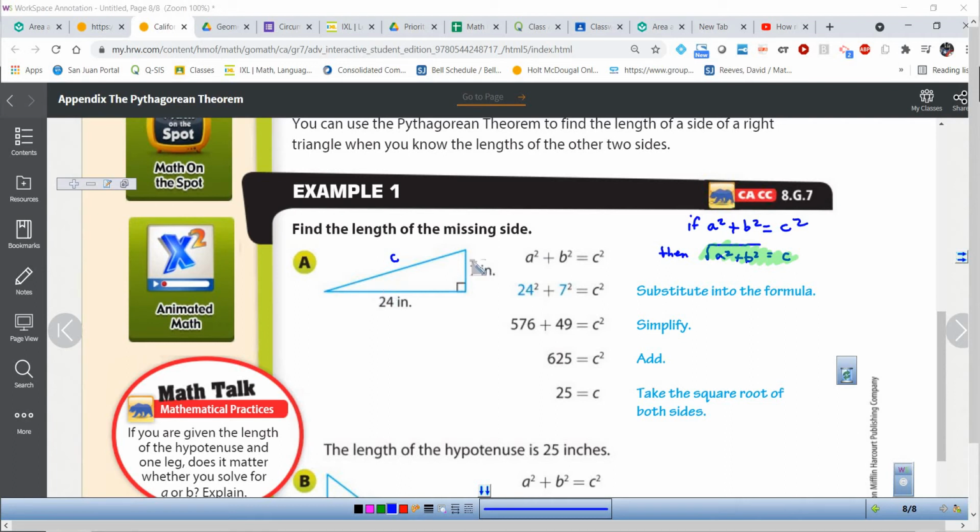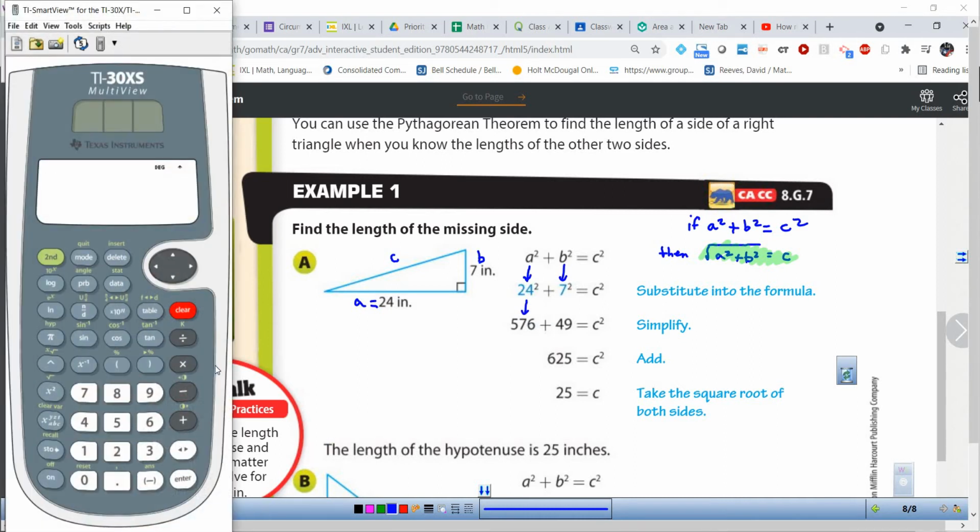It says find the length of the missing side. This missing side is the hypotenuse. It is C. Again, we can label either one of these A or B. You can see that they labeled 24 as A and 7 as B. So 24 squared plus 7 squared is equal to C squared. They're simply putting in that formula. Well, 24 squared is 576.